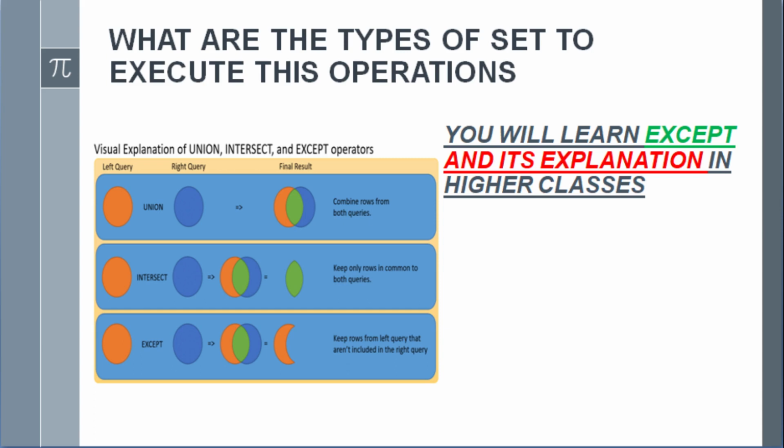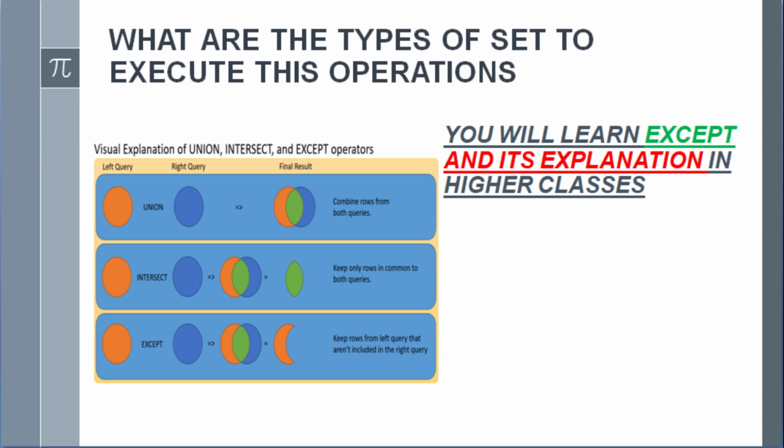Now what is the intersection set? Intersection set means the common members between the two sets, as you can see in the diagram. Again, if I consider the set A equal to 2, 4, 5, 6 and set B equal to 4, 5, 6, then the intersection will be 4, 5, 6. So A intersection B equals 4, 5, 6.